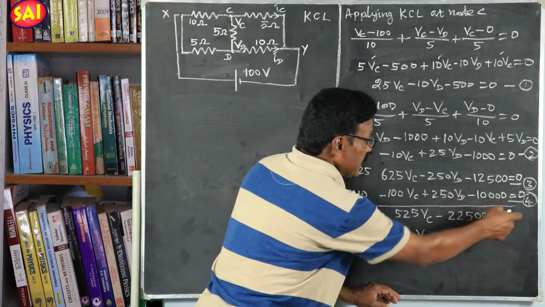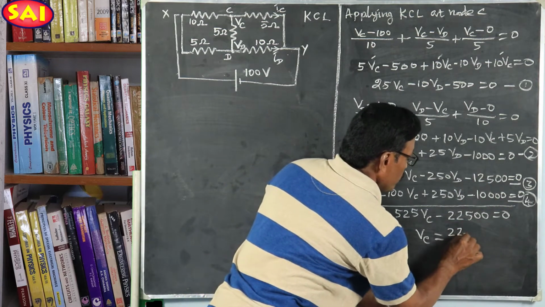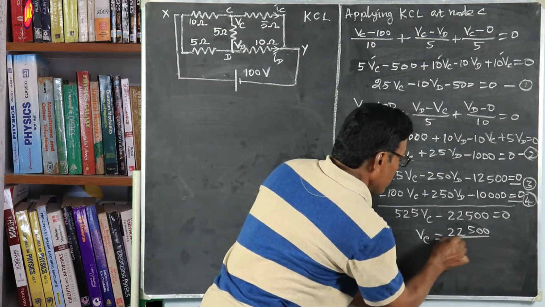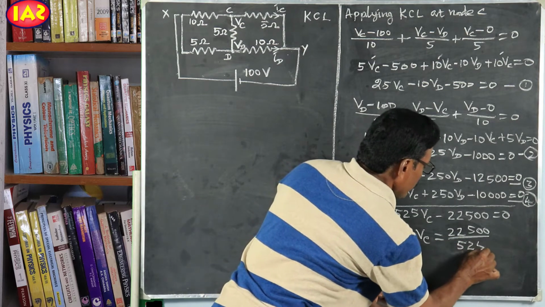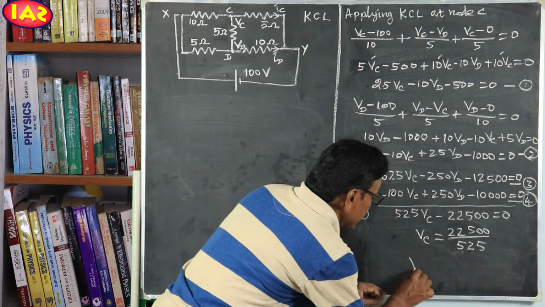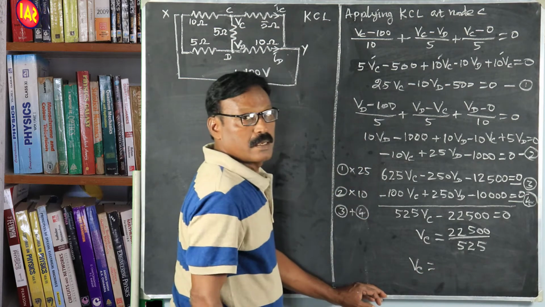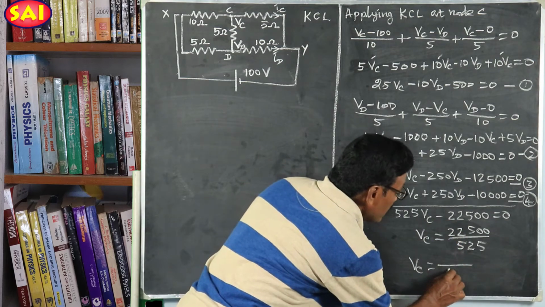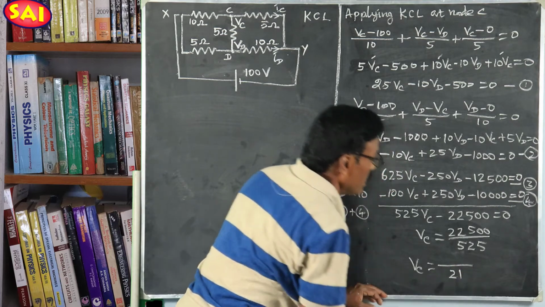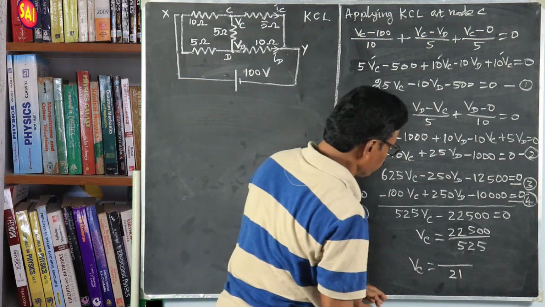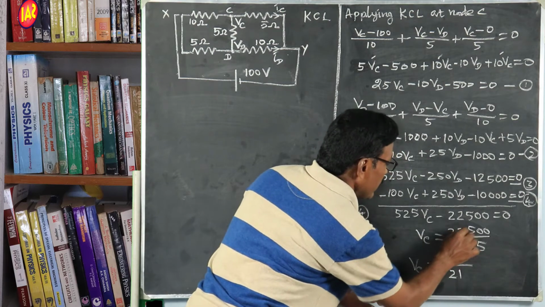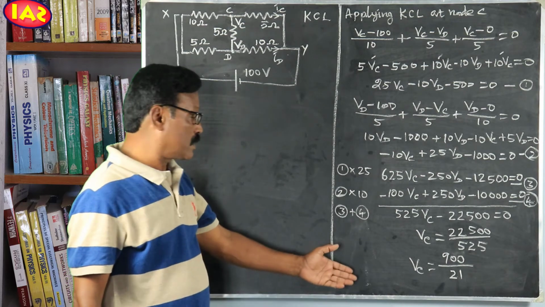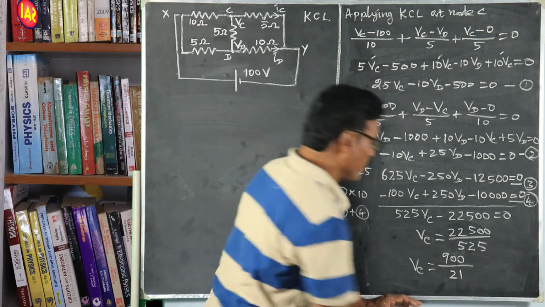Bring this term to the right hand side, that will be 22,500 by 525, or VC will be equal to, divide both by 25, then this will be 21 and this will be 900. So VC will be equal to 900 by 21 volts.